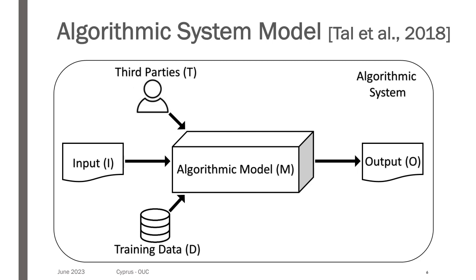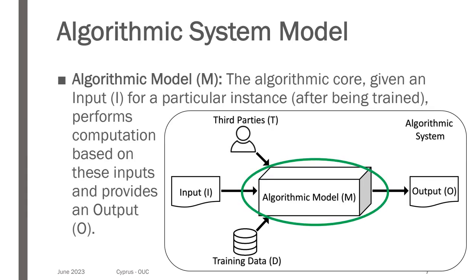And it has several components. It has the training data, the algorithmic model itself, third parties, input and output. Let's take a look at each and every component first. So the algorithmic model is the core of this system, and is simply a computer program that implements a very complicated algorithm that, after being trained and configured, transforms the input into some kind of output. So eventually it performs a reasoning process about the input and provides an output that may be a decision, a recommendation, a list of pieces of information, ranked or not.